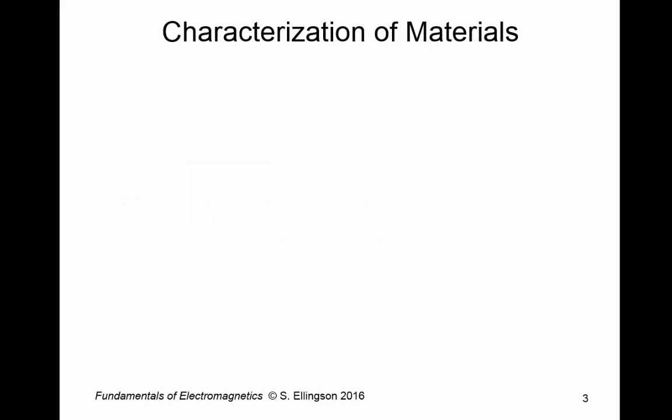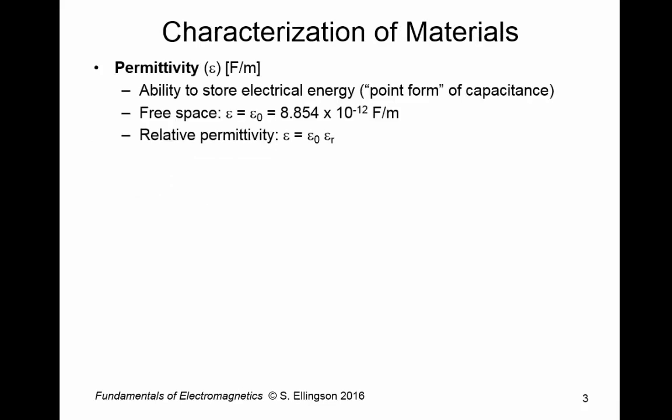Okay, characterization of materials. First, permittivity. We describe this using the Greek letter epsilon. We give it units of farads per meter. You might think of this as the ability to store electrical energy, the ability of some material to store electrical energy. In that sense, you can think of it as the point form of capacitance, although capacitance is more of a larger scale term, refers to a structure. Whereas here we're talking about a property of a material. So there's a distinction here.